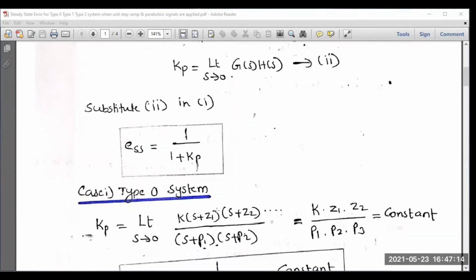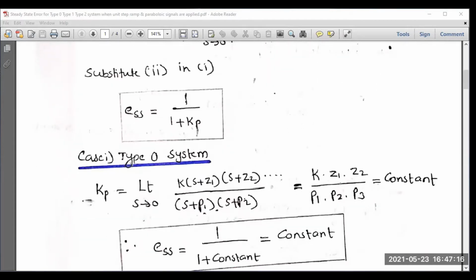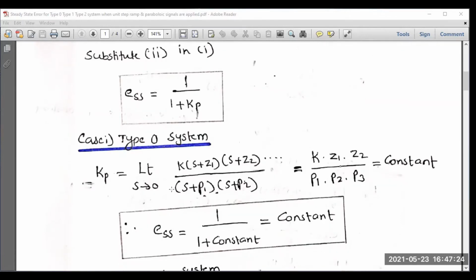Now I need to compute the value of Kp when type 0 is applicable. Consider a type 0 system. You know what type and order are, I have explained everything. So type 0 means in the denominator there won't be any poles located at the origin. So here you can say s to the power 0, and s to the power 0 is nothing but 1. So I can call this a type 0 system.